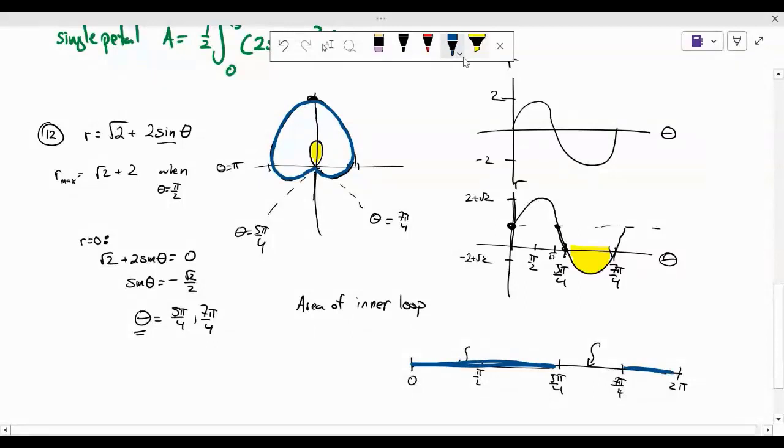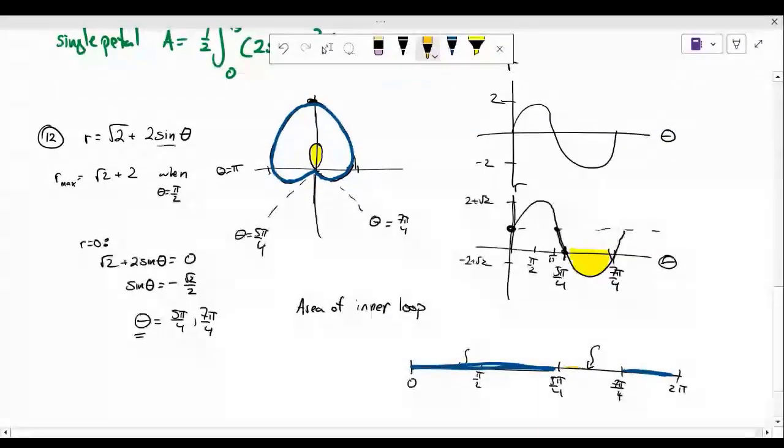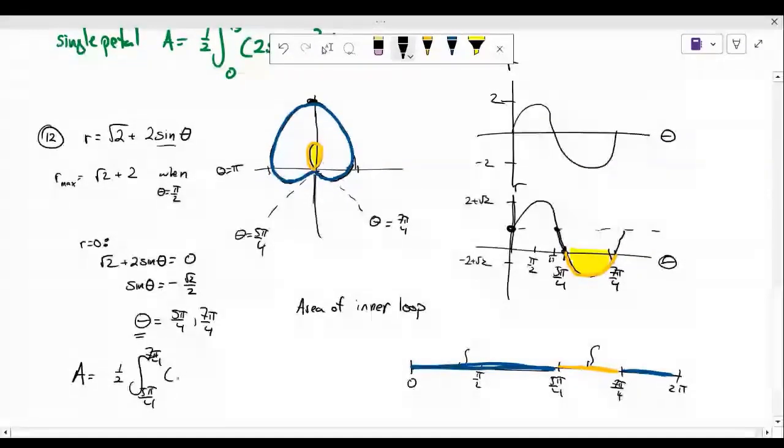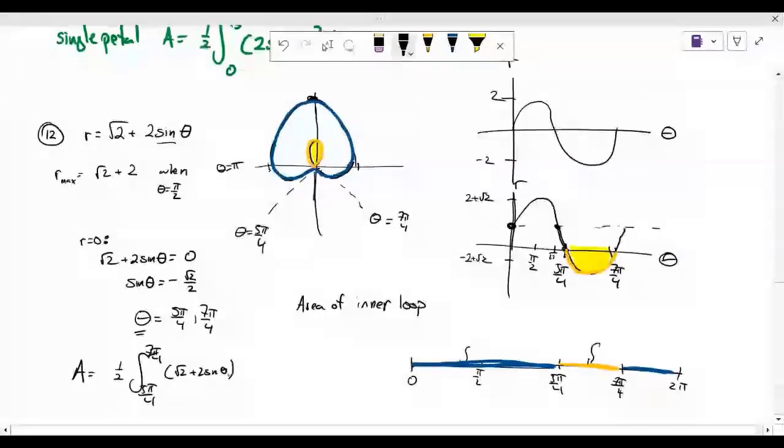And the inside loop would occur in here, if you choose a test point, I guess. Kind of like this guy. So you would have to realize that we want to integrate for area from 5 pi over 4 to 7 pi over 4. You just have to pick the right interval of theta to coincide with the inner loop. And then, of course, we square r using our formula and integrate. And I don't know what that is, but okay.